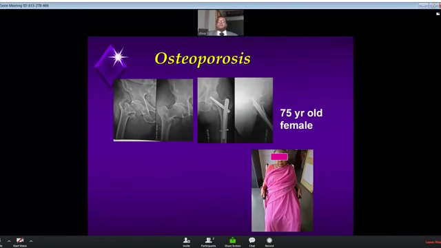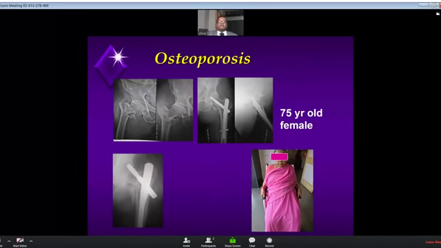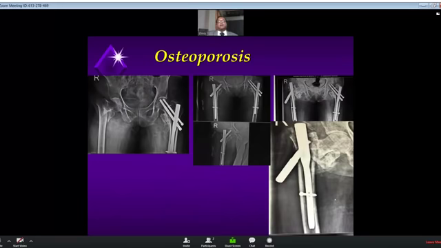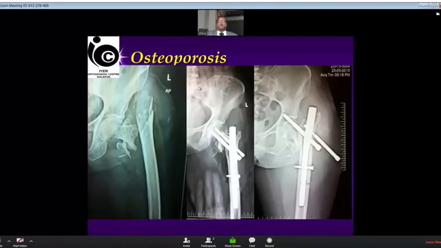Here is an example of a 75-year-old lady where PFN A2 has been done, that has gone into varus, though the immediate post-operative X-ray is beautifully reduced, but you can see it gradually has gone into varus and the screw walking out. Another case, one side already the patient had a PFN, she fell and had a PFN A2 inserted on the right side, and you can see that also walking out.